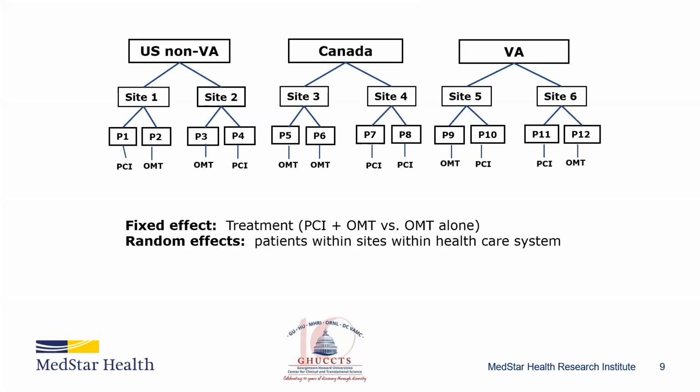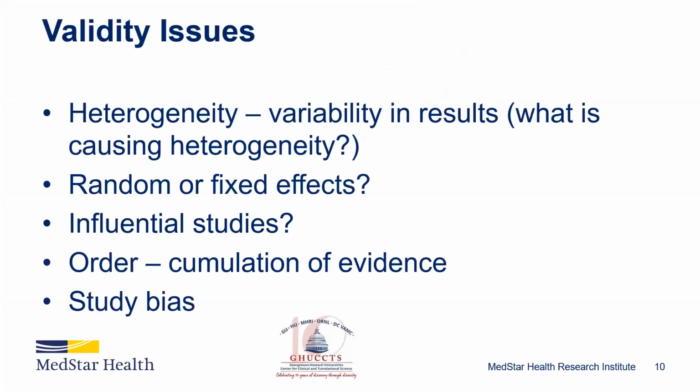And so in meta-analysis, then the studies are going to be treated as a random effect. So the validity issues that we have in meta-analysis are, as I mentioned, random or fixed effects, but primarily the main one, the really important one, is what is referred to as heterogeneity. In other words, that's the idea of variability in results.